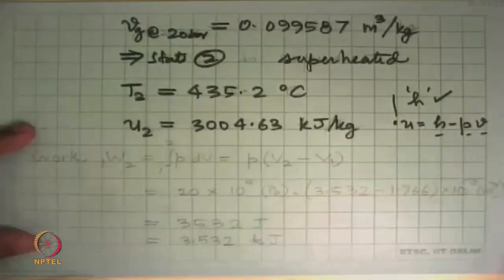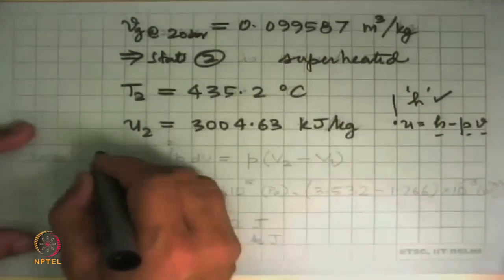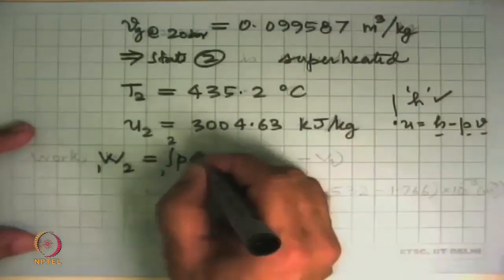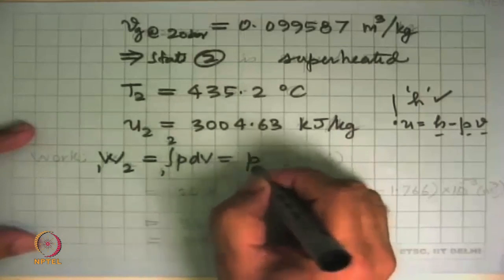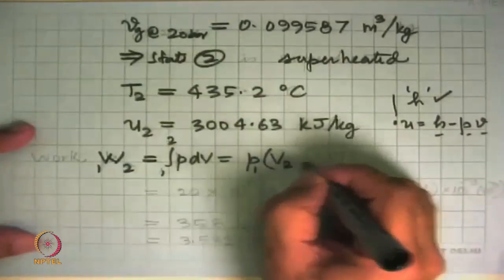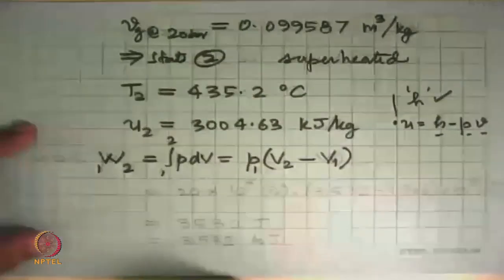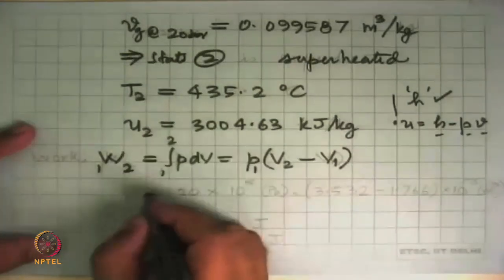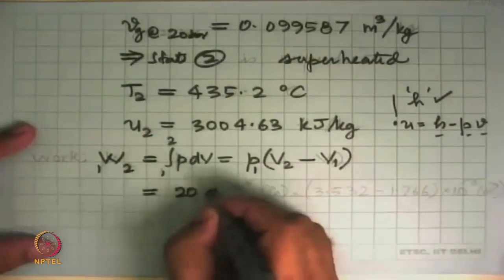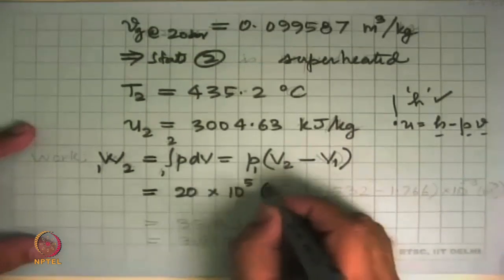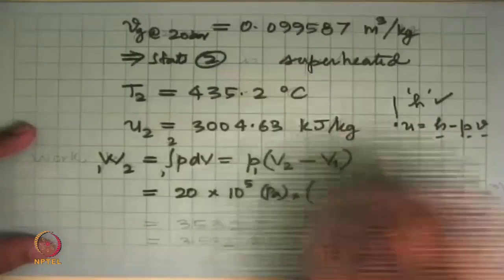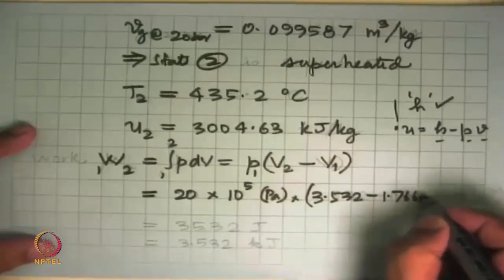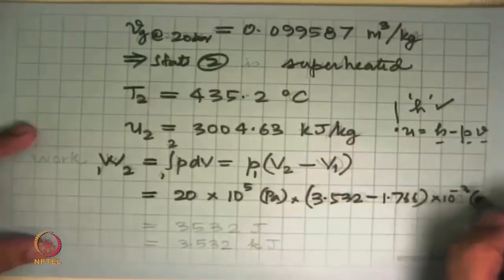We can now move on and say, well, in our big scheme we wanted to calculate work. So let's write down what is the work in this process. This is the integral from 1 to 2 of PdV, and this is P1 or P2 because pressures are both the same, times V2 minus V1. So when we do the remaining calculation, this will become 20 into 10 to the power 5. Remember, this is Pascal, multiplied by the two volumes that we had, 3.532 minus 1.766 into 10 to the power minus 3 meter cube.